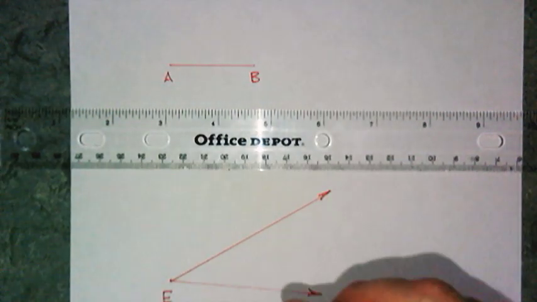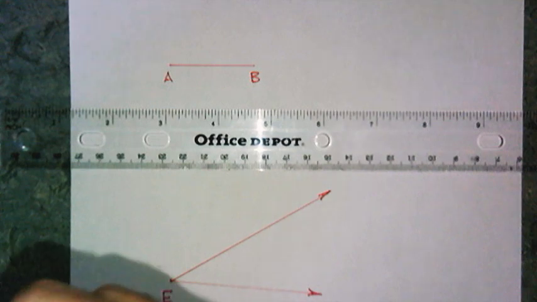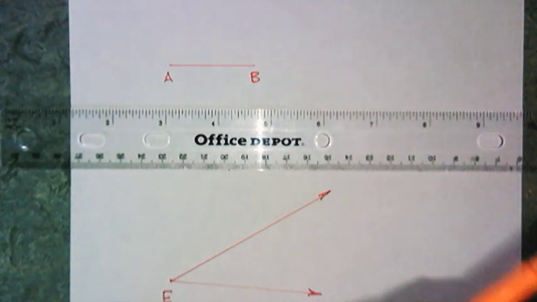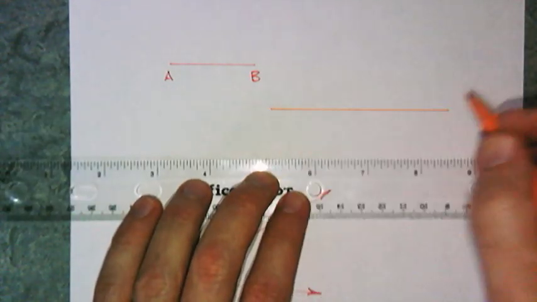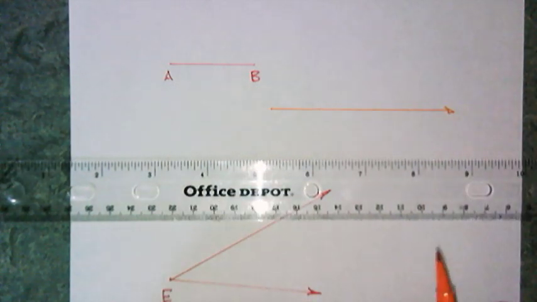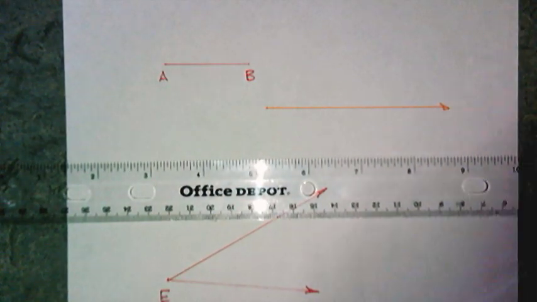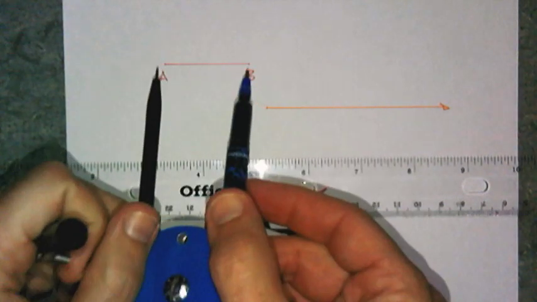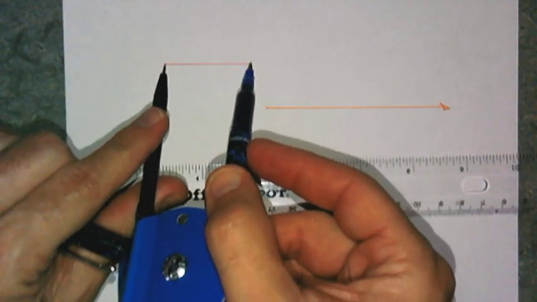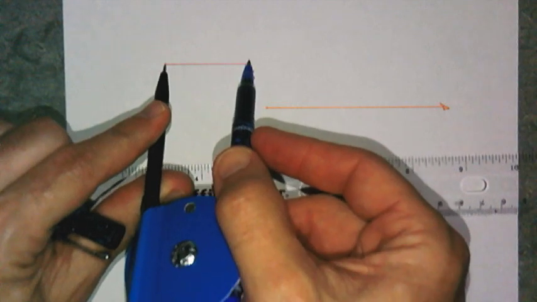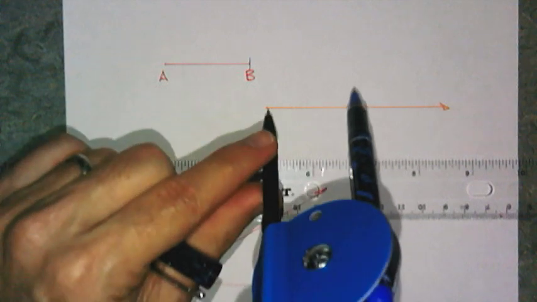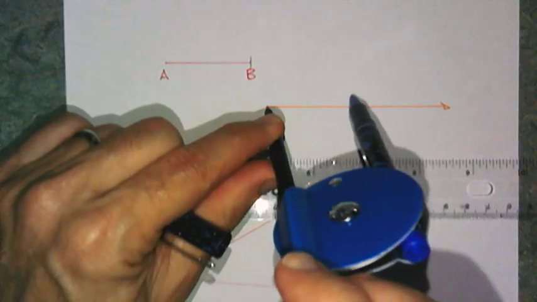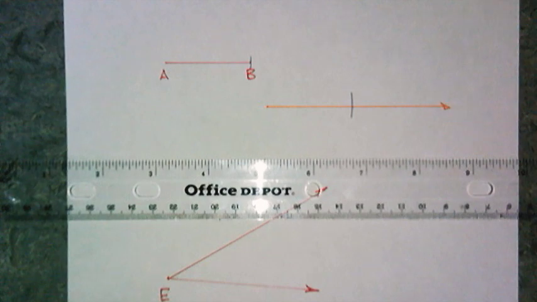And to make a new segment that is the length of AB, I would first draw a ray that is longer than AB. Okay? Now I take my compass and I open it, I adjust it so that it is exactly the length of AB, and it's okay to put a mark on your original. Come over here, point, and boom. And there is my new segment.